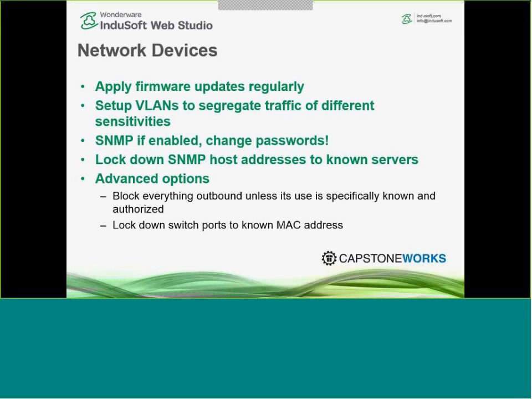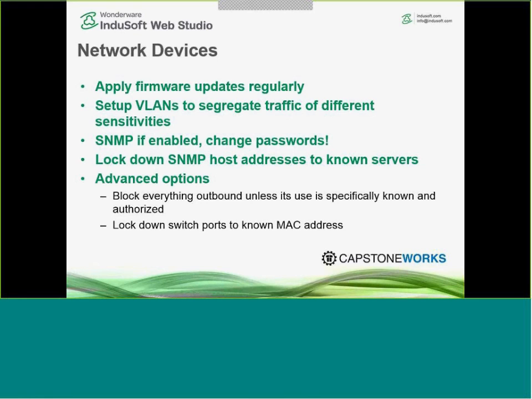At the network device level, all of these devices typically will have firmware that control how they operate, and as security flaws are made available there, the individual manufacturers release firmware updates. They can also correct bugs and flaws in the code as well. So make sure your firmware is updated regularly. Set up VLANs to segregate traffic of different sensitivities into different LANs, isolating one from the other. And if you have SNMP devices on your network that are enabled, change the passwords and lock down SNMP host addresses to only known servers.